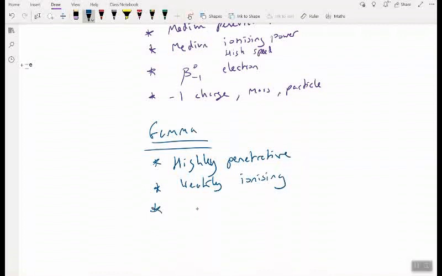Why is it weakly ionizing? Gamma, you should recall, is an EM wave, an electromagnetic wave from your electromagnetic spectrum. So remember, radio, micro, infrared, visible light, ultraviolet, X-rays, gamma. A gamma ray is an electromagnetic wave. It's not a particle. Now what does that mean? We use this symbol for gamma. It looks like a curly y, and it's a 0, 0. So it's got no mass and no charge, because it's an electromagnetic wave.